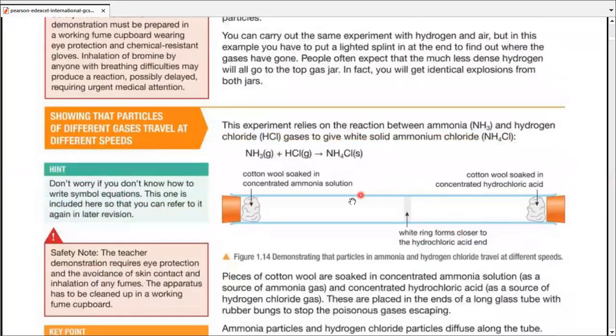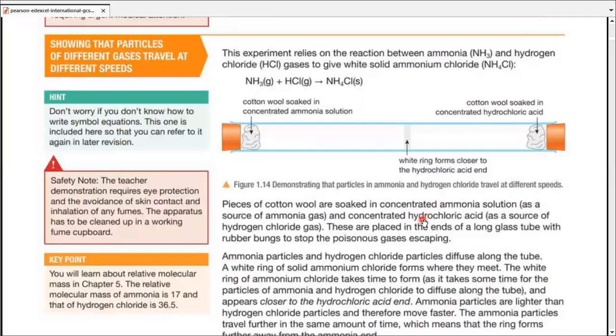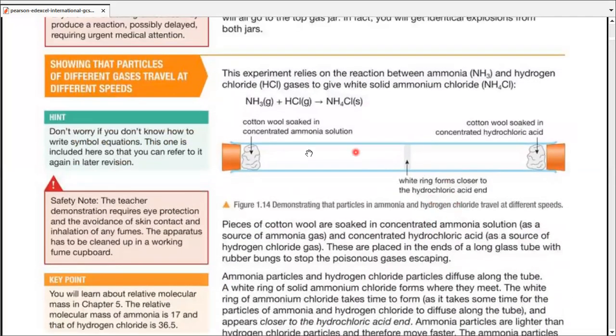Don't worry if they change the gases, it doesn't matter. You simply are supposed to focus on the movement of particles in terms of diffusion, or what would happen as an end result. Now, the experiment that you usually see as a part of past papers way too many times.